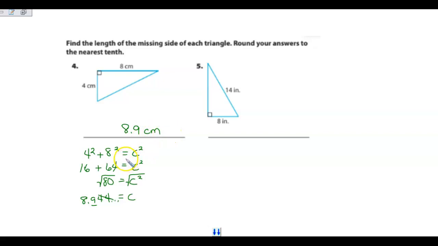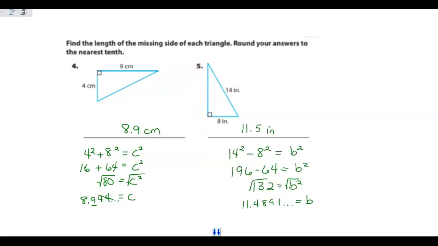Use your information to find the missing length of the leg on number 5. Once you've done the square root of your final answer, you'll find that it comes up to a decimal of 11.4891 and continues on. And if you round to the nearest tenth, the 8 tells the 4 to round up 1. So then you get 11.5 inches.